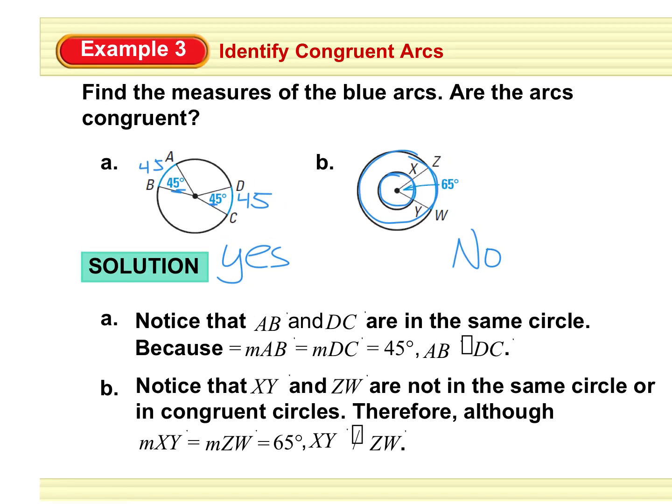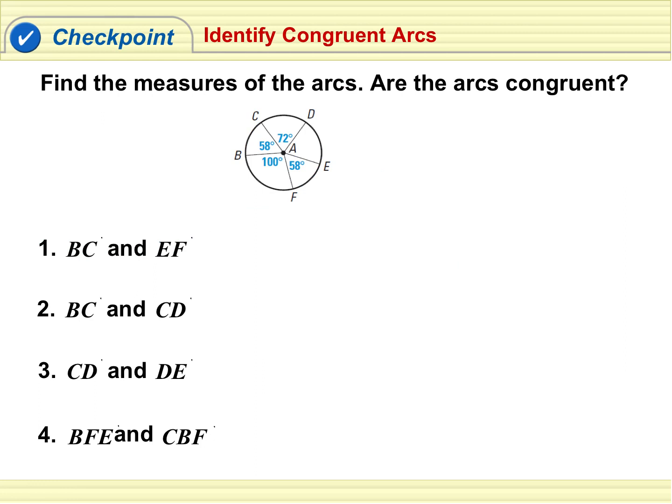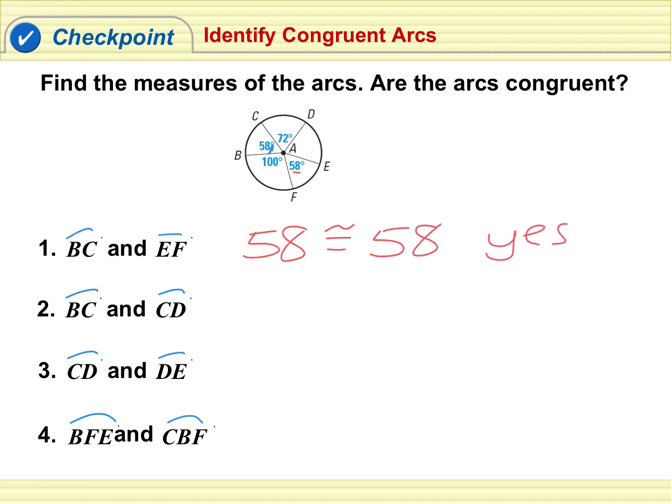Questions on those two? All right, let's look at these last two. I want you to work on these with your partner. These are all arcs. I know it has that on your paper. On number 1, you're going to find arc BC and arc EF and then tell if they're congruent or not. On number 1, it wants us to find BC. BC's angle is 58, so what's its arc? 58. And we want to know if that is congruent to EF. What's EF? 58. So are they congruent? Yes.